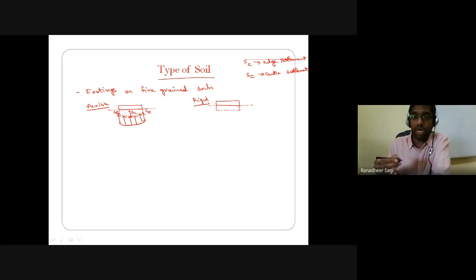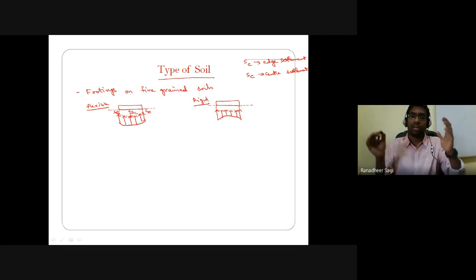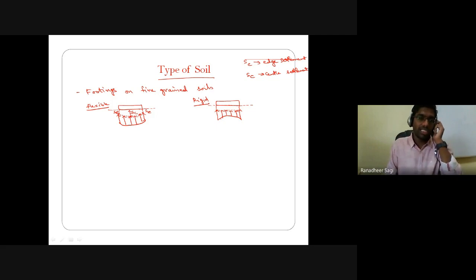In order to have that uniform settlement, the pressure exerted by the soil on the footing at the edges is going to be more when compared to that at the center of your footing. So your contact pressure distribution diagram is going to be non-uniform, with the contact pressure maximum at the edges and minimum at your center.